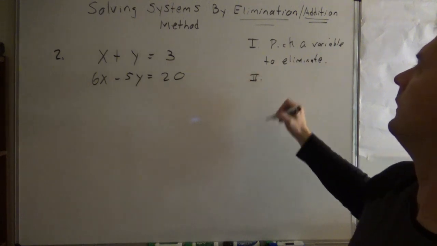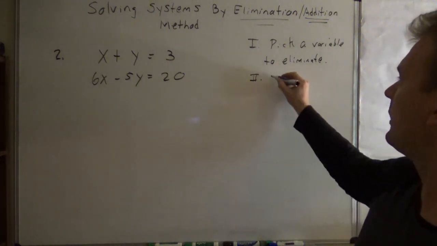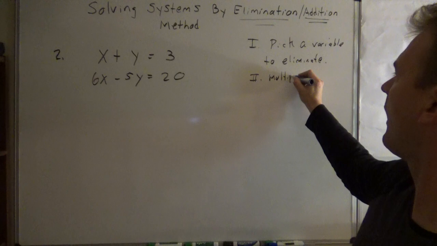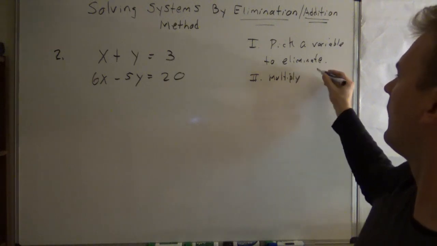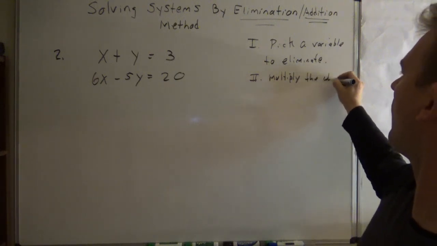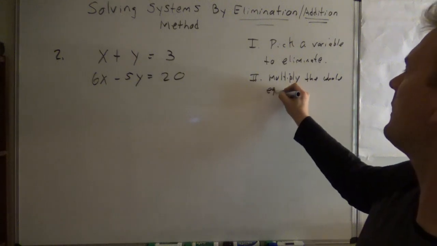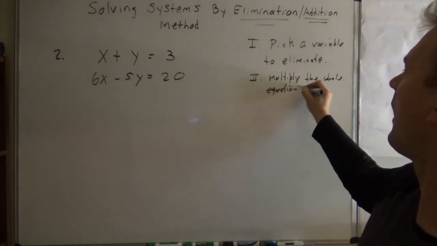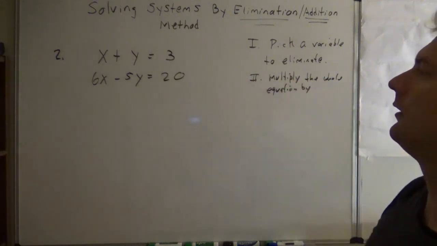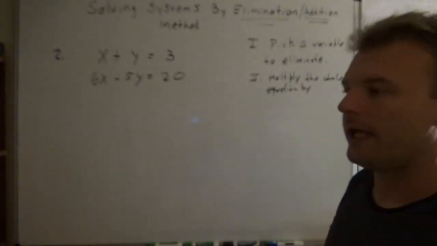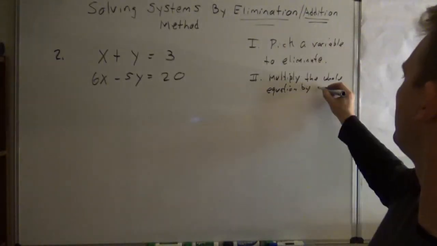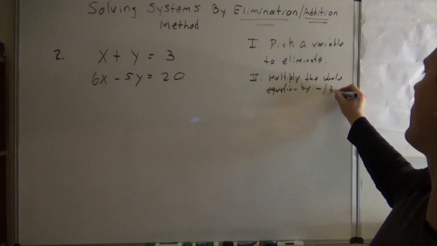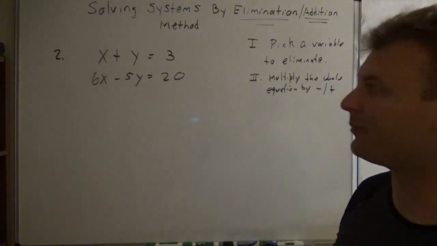And 2, I'm going to multiply the whole equation by a negative or a positive to get rid of the variable.